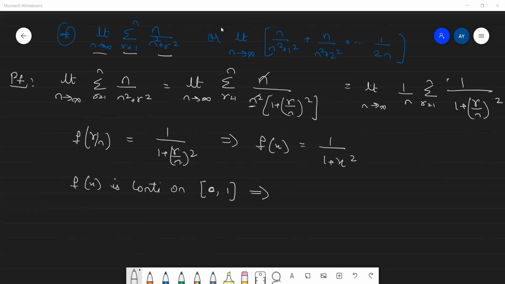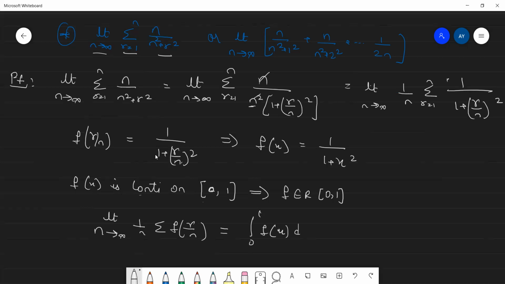As this is a continuous function, f belongs to R over a comma b. So in the same way, we have to write the definition. What is that? Limit n tends to infinity, 1 by n summation f of r by n, is equal to integral 0 to 1 f of x dx. Now we have to solve this one. So summation lies from r equals 1 to n. I hope I'm clear till here.